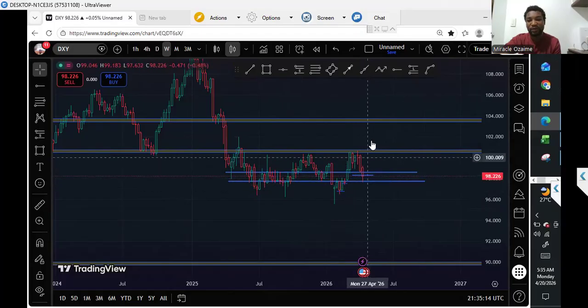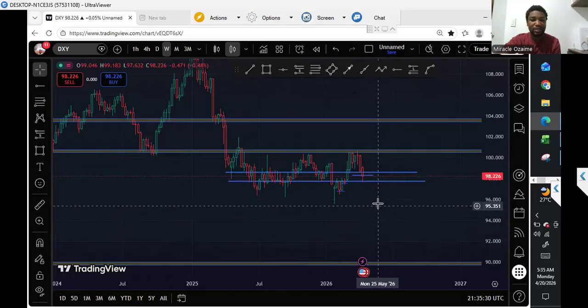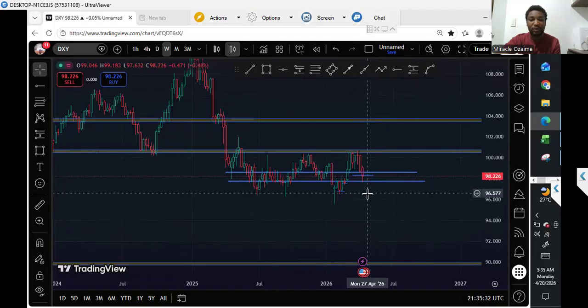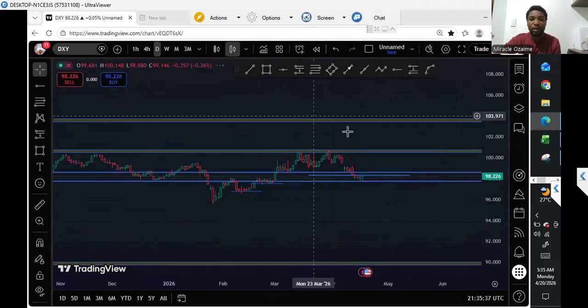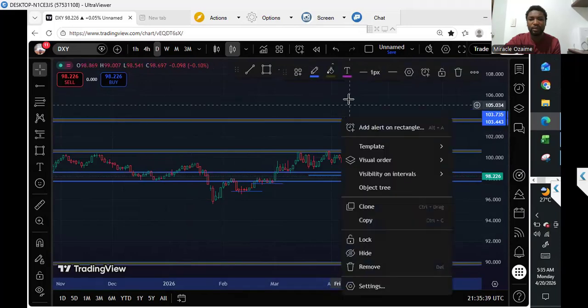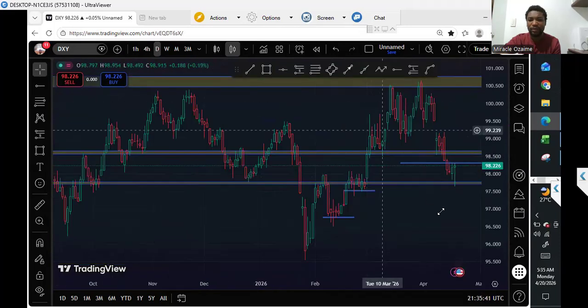This could actually reverse from here, but before it reverses, it has to give me a significant consolidation, a base around this area for continuation to the upside. However, I'm not looking for a reversal yet until I see how this market is going to close next week. As of the moment, the DXY is still looking bearish to me. So these are the two areas that I'm looking at on the DXY.